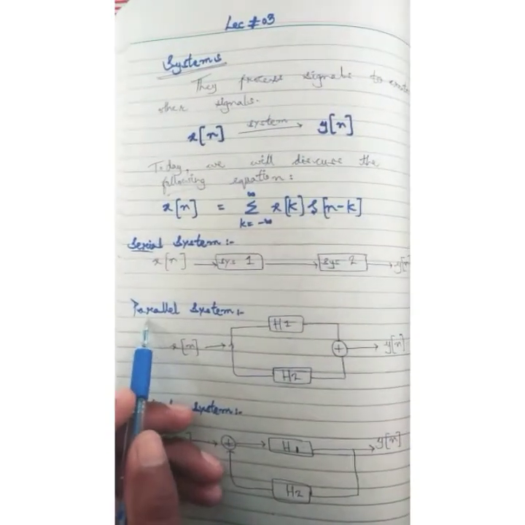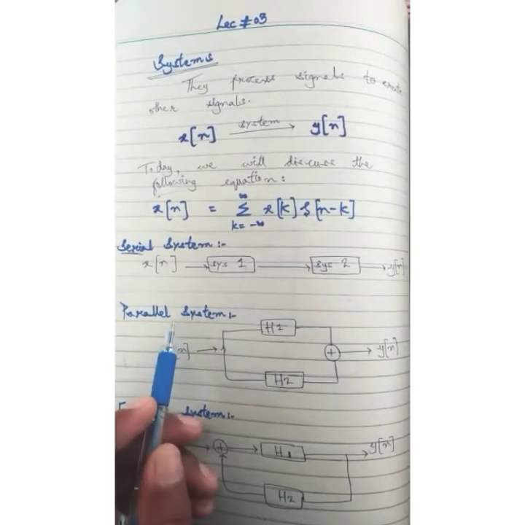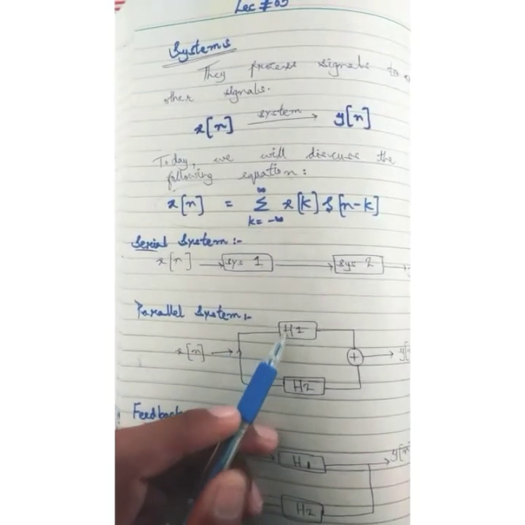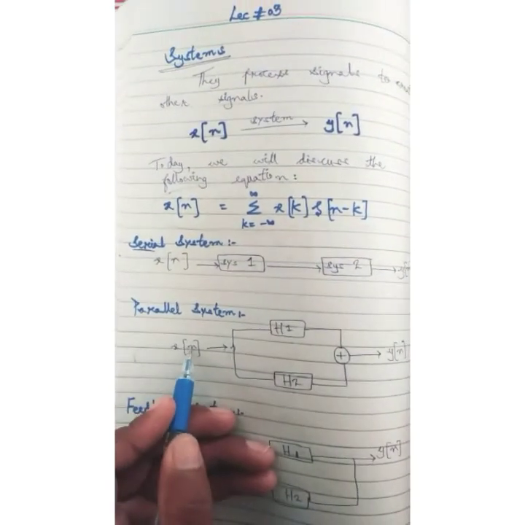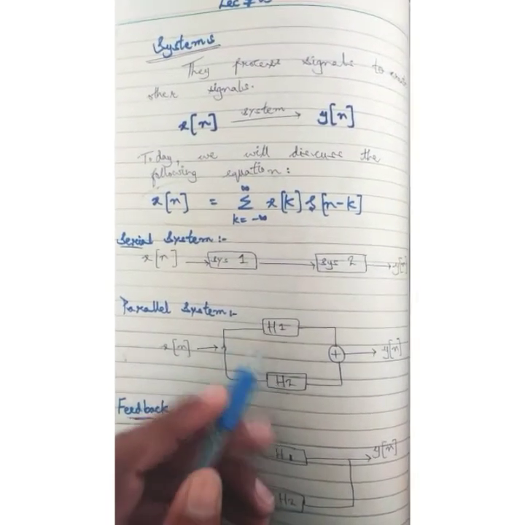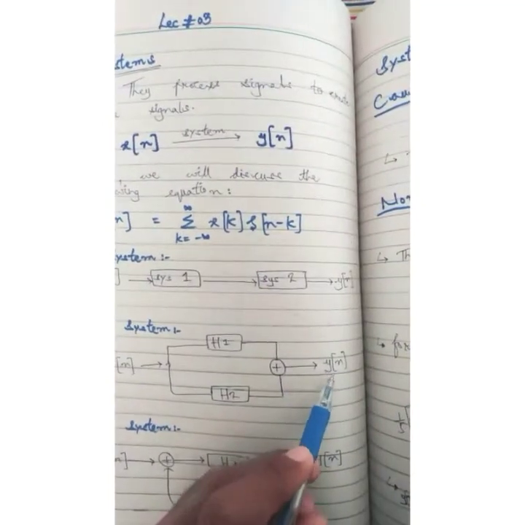Now coming on to the next type, और ये है parallel system. इसमें systems को एक दूसरे के पैरेलल में अरेंज किया होता है and the input is passed through these two parallel systems to obtain the output, that is y of n.